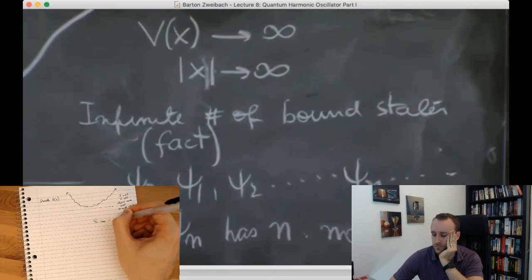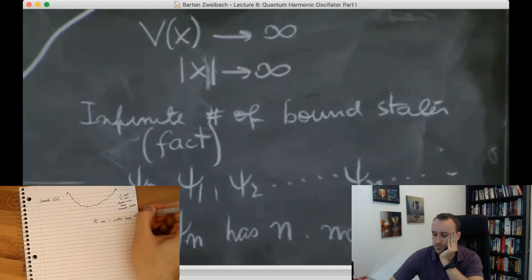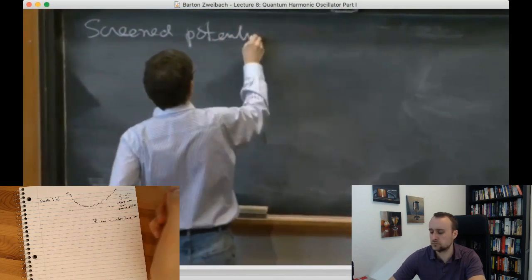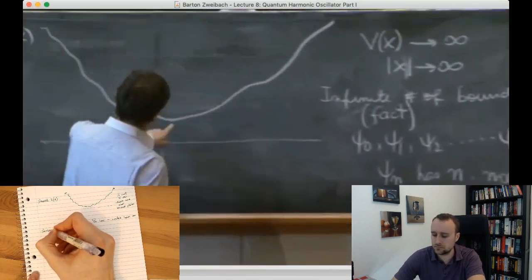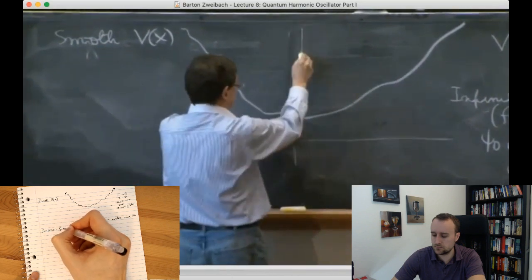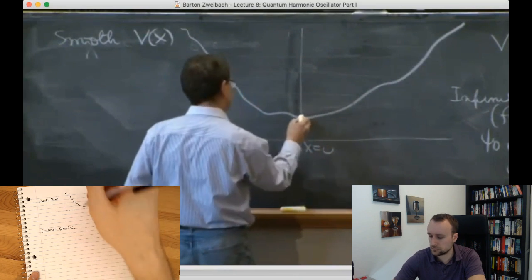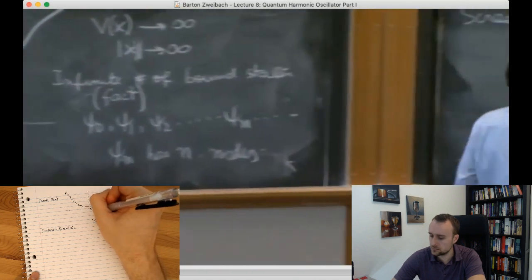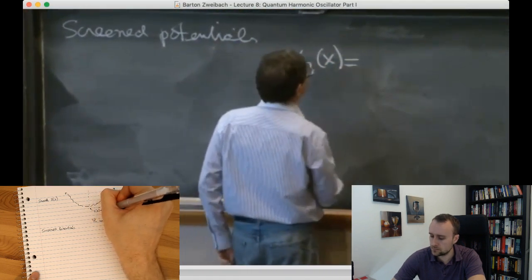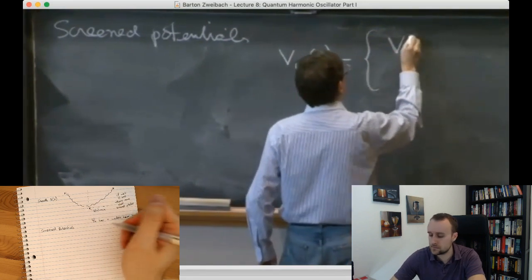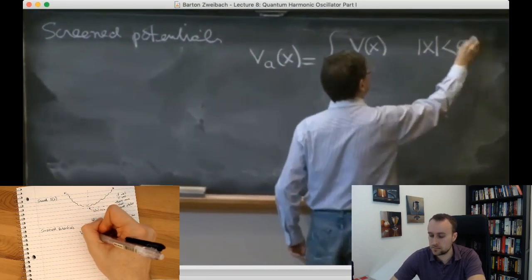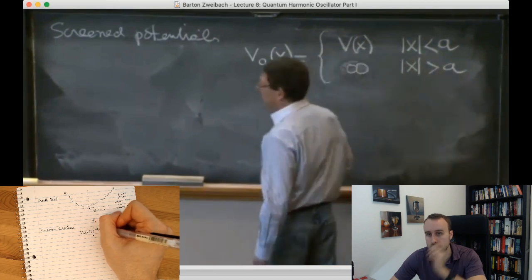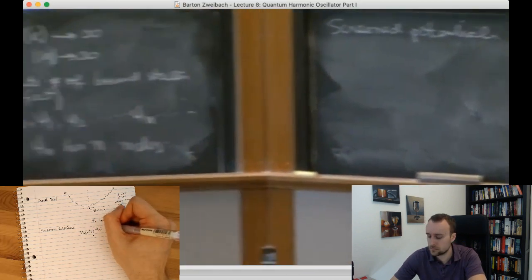So what I'm going to do, in order to understand this, is I'm going to produce what we will call screened potentials. I'm going to select the lowest point of the potential here for convenience, and I'm going to call it x equals 0. The screened potential will have a parameter a, and is a potential which is equal to V of x if the absolute value of x is less than a, and it's infinity if the absolute value of x is greater than a.